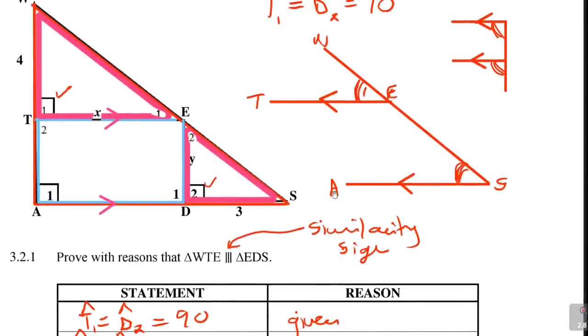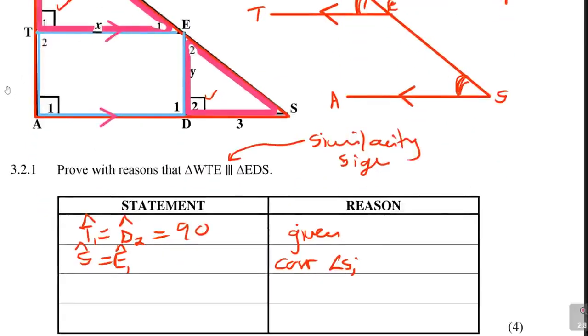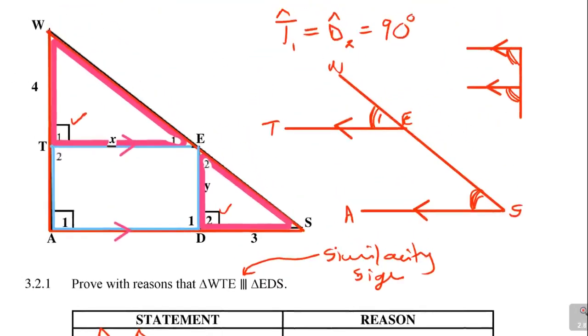TE is parallel to AS. Give us that. TE is parallel to AS. They need that reasoning. Okay, so far we have done two things here. We have said, okay, 90 degrees, and then we said this is equal to this.